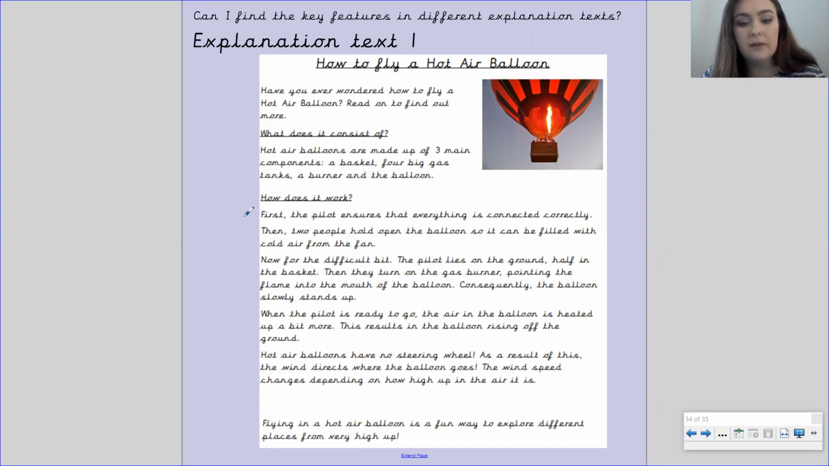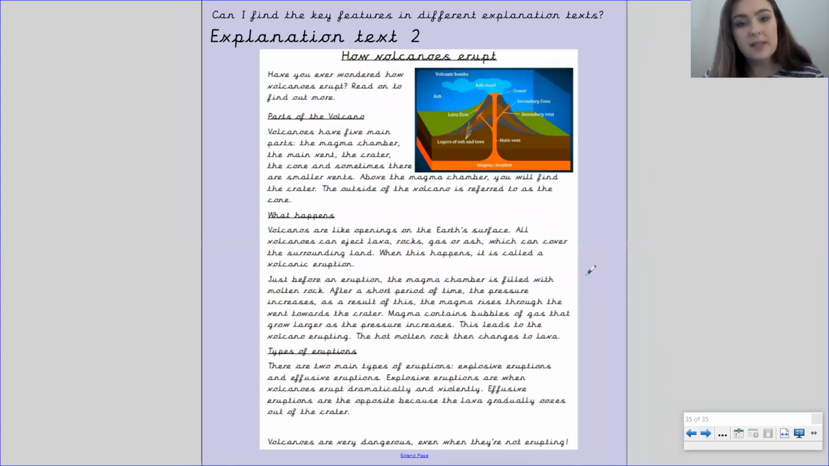Hot air balloons have no steering wheels. As a result of this, the wind directs where the balloon goes. The wind speed changes depending on how high up in the air it is. Flying in a hot air balloon is a fun way to explore different places from very high up. So here's the first explanation text. You need to find all of the features within this text. And then here is our second one.